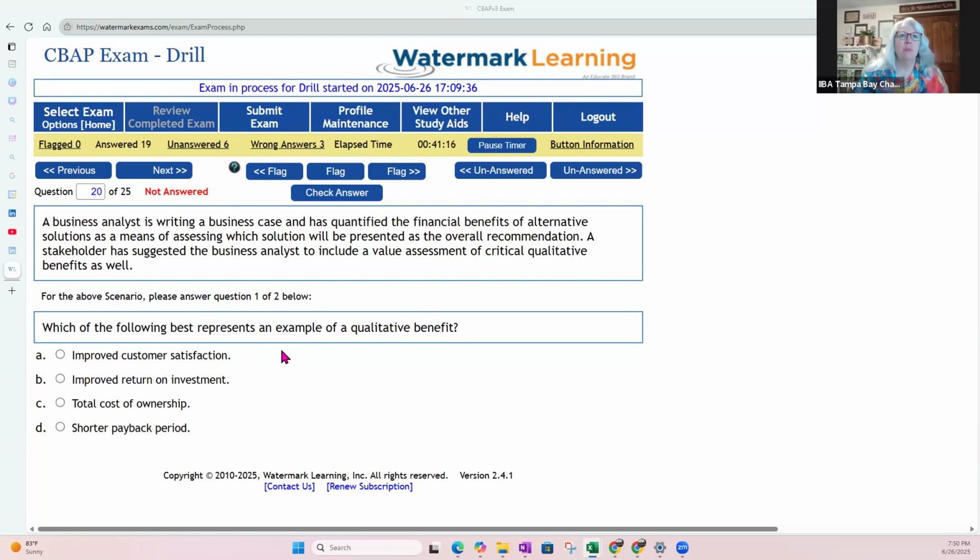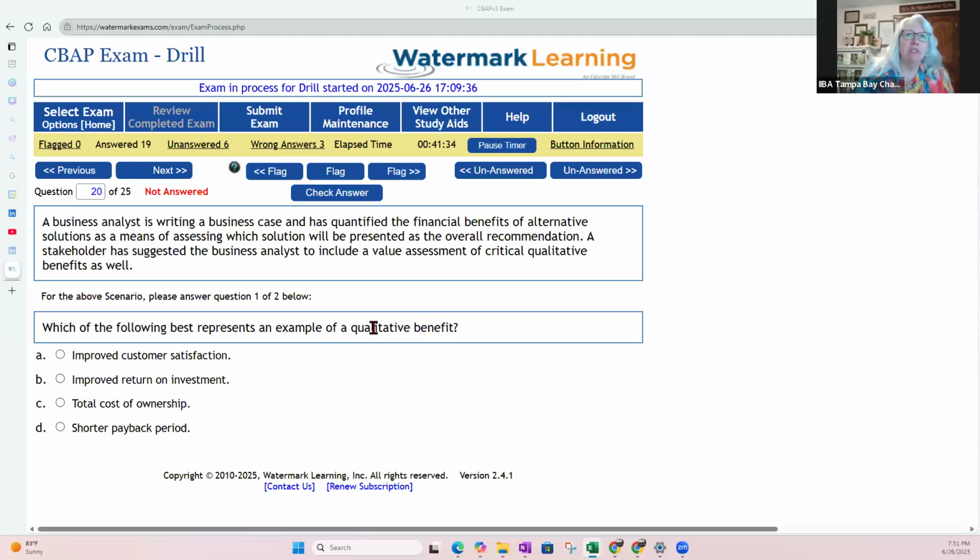Which of the following best represents an example of qualitative benefits? So this question has nothing to do with it. Yeah. No. But it's a nice intro, I guess. It's like the beginning notes of a song, but it has nothing to do with the words.